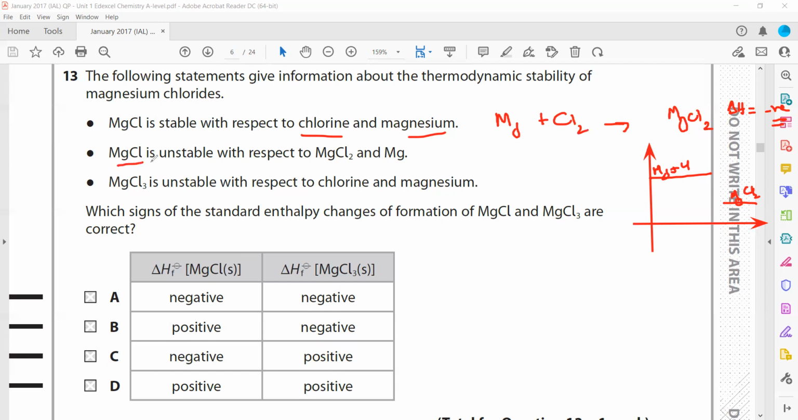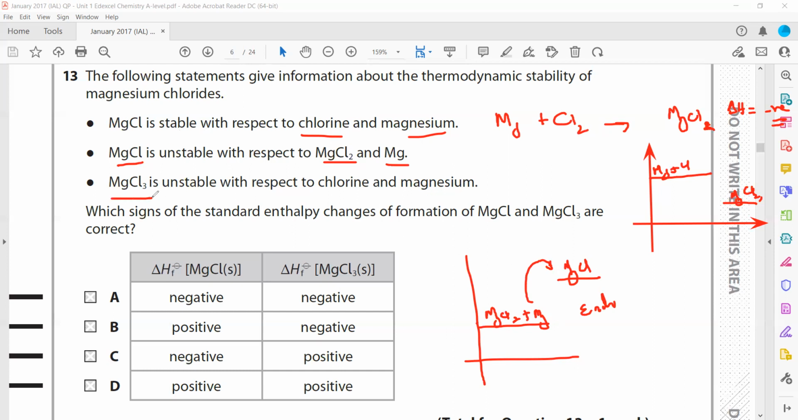Then they say magnesium chloride is unstable with respect to Mg and Cl. So MgCl, here MgCl is formed, not MgCl2. So next we mention MgCl is unstable. So what does it mean? If we have magnesium chloride mixed with magnesium, MgCl is formed. This is unstable. So it means this change should be endothermic.